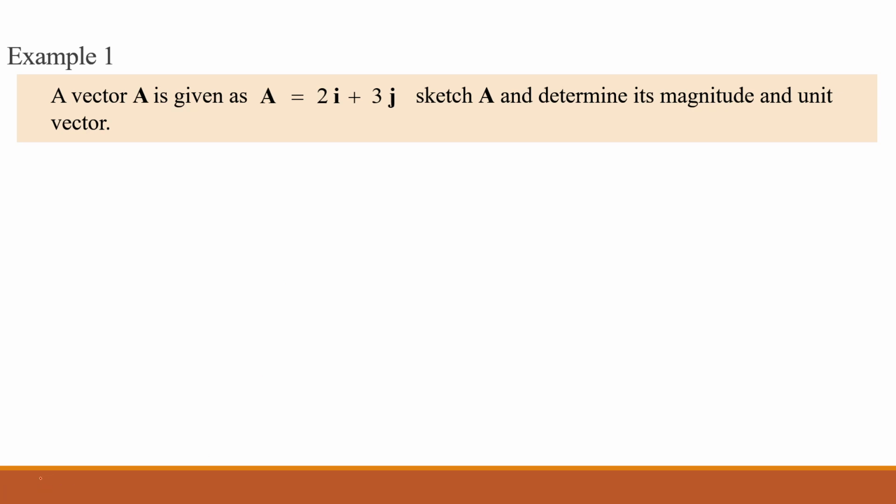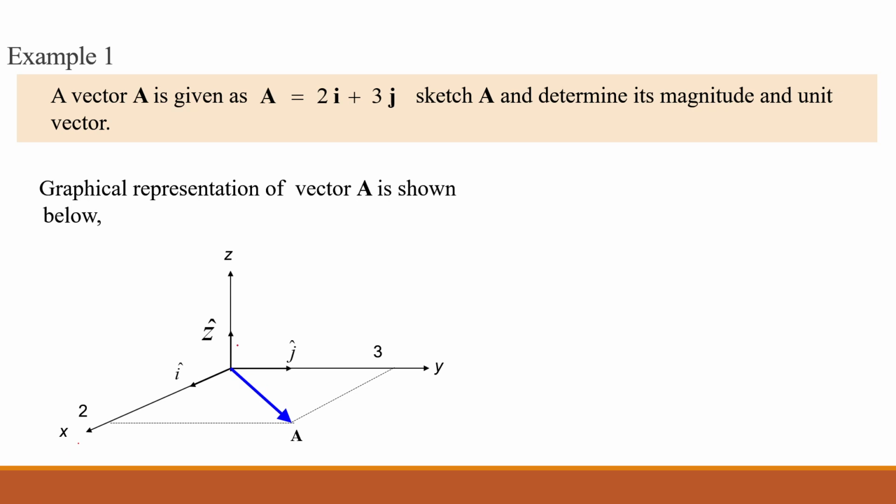If you want to draw in 2D only, also can. And this is x, this is y. Let's say x is 2, y is 3 here. So it means you move x 2 units, go up y 3 units, the resultant is here. This is your vector A. Coordinate is 2, 3.